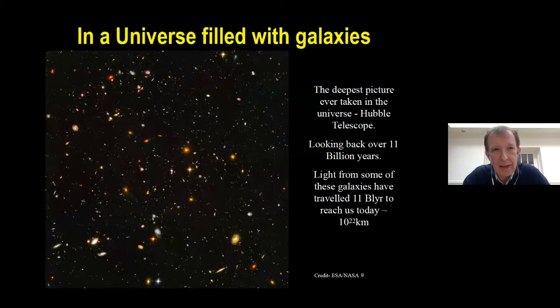So we live in a galaxy and we live in a universe filled with galaxies. We estimate there are of order at least 200 billion galaxies in the observable universe. And this is an example of an image containing many galaxies. It's the deepest picture ever taken of the universe by the Hubble Space Telescope. It's called the deep field image of our universe. And there are blue dots in here, which are looking back over 11 billion years. You're seeing the light as it was emitted from objects 11 billion years ago.